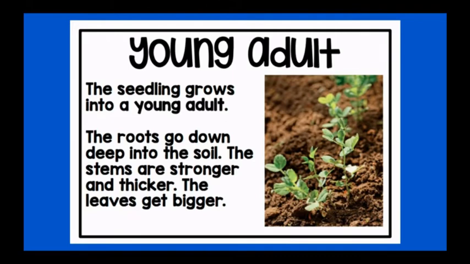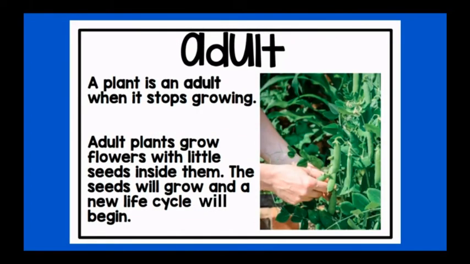Adult. A plant is an adult when it stops growing. Adult plants grow flowers with little seeds inside them. The seeds will grow and a new life cycle will begin.